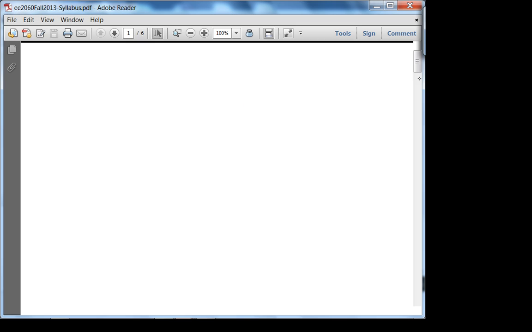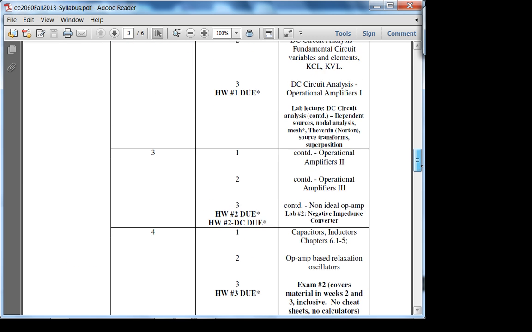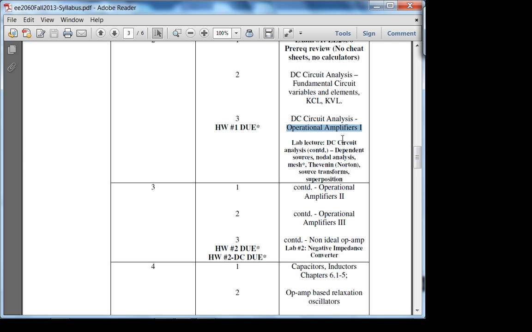There's op amps. Op amps, my favorite topic, right? So in one week, we're going to cover op amps. We're going to do op amps in negative feedback. Well, first of all, what the heck is an op amp? Second, op amps in negative feedback. So amplifier circuits: inverting amplifier, non-inverting amplifier, voltage summing amplifier, okay?